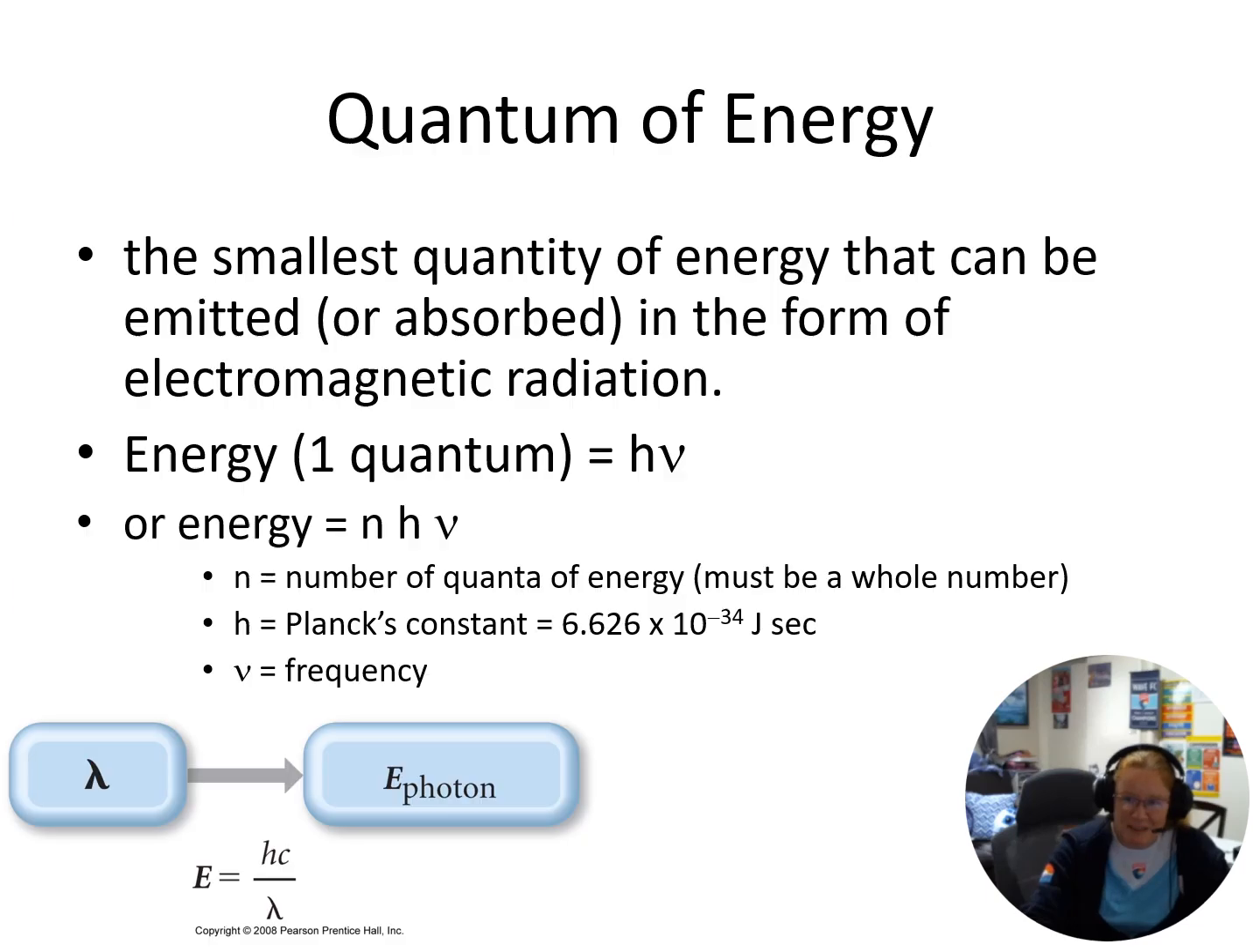And so when we talk about a quantum of energy, that's the smallest quantity of energy that can be emitted or absorbed in electromagnetic radiation. That's our photon, our packet of light. So sometimes we call this a photon.